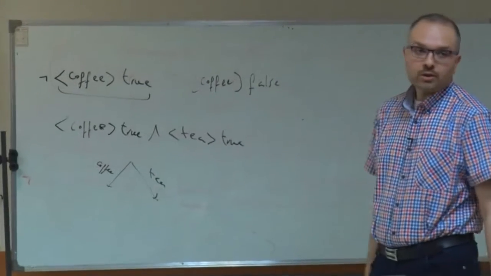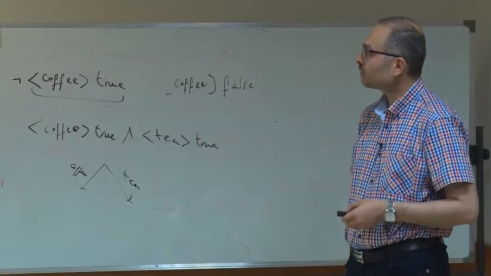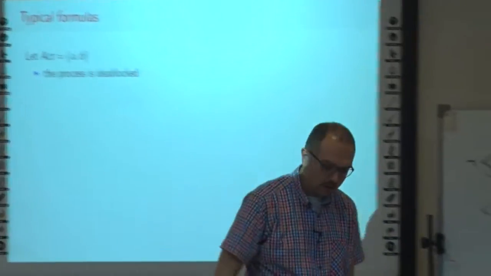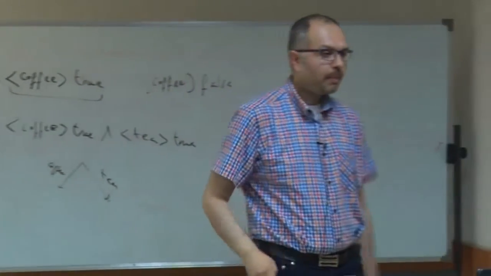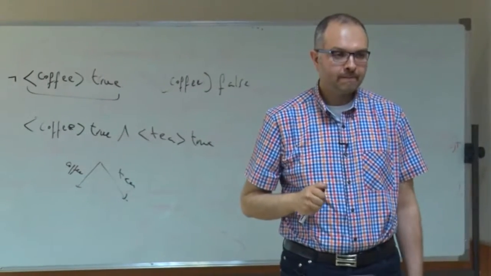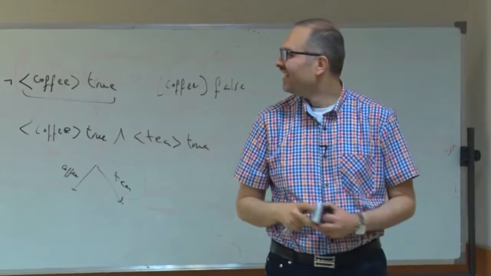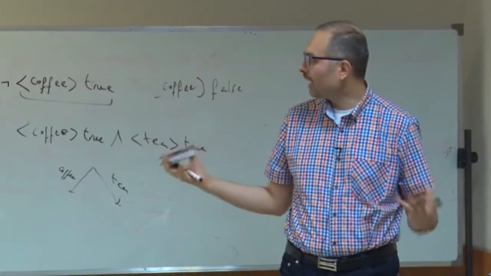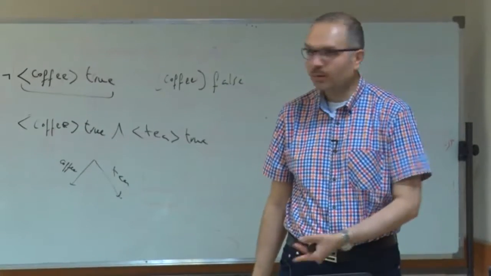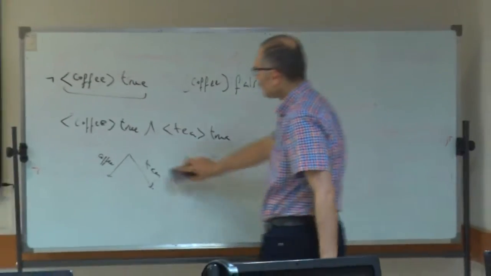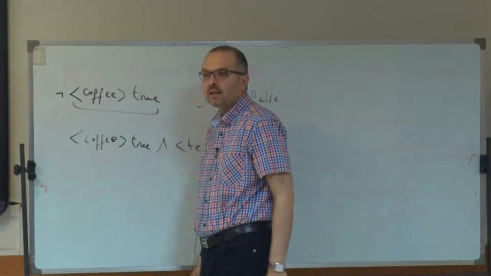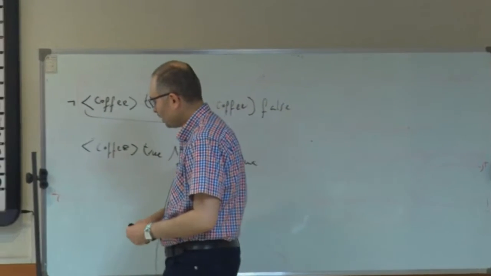So, a typical formula that you use during your specifications. The process is deadlocked right now, and assume that you have only two actions. Some other volunteer, how do you write that? If you have only actions A and B, how do you write that the process is deadlocked right now? What does deadlock mean? It means that you cannot do any action, right? Here we have only A and B. How can we say that you can neither do an A nor a B? Not what? No, not.